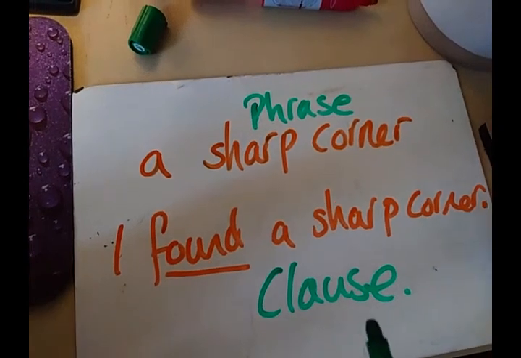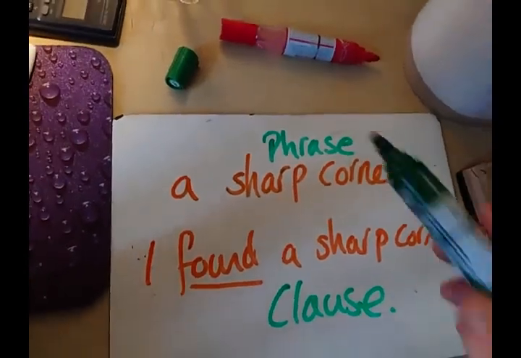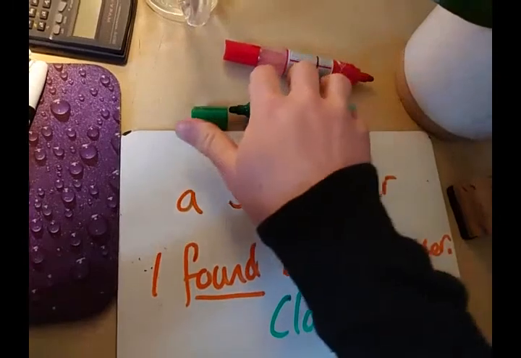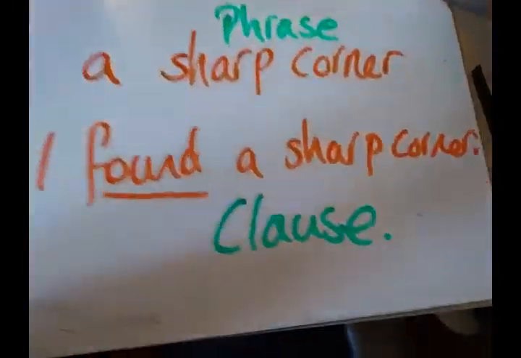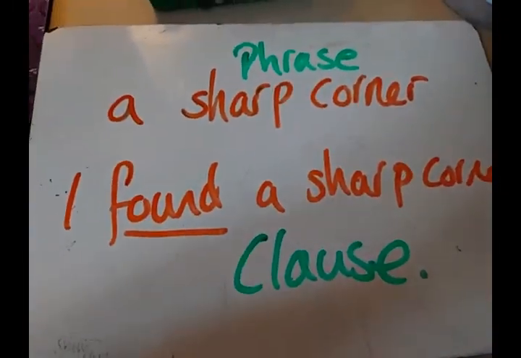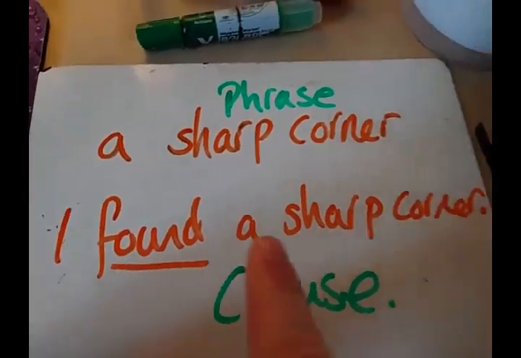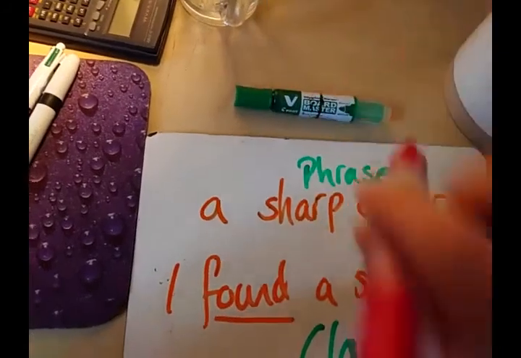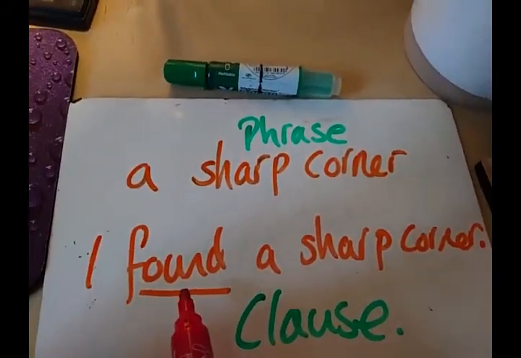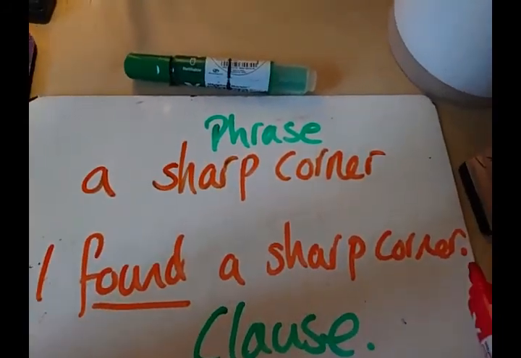Now, sentences have at least one clause in it. In fact, as we'll learn later on, or as we have already learned, but we will revise later, you can have more than one clause in one sentence. But you must have at least one. So, I found a sharp corner. I've got a verb, I've got a capital letter, I've got a full stop, I have a sentence.